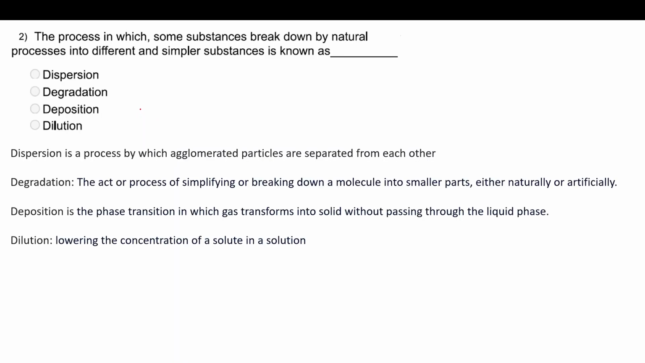Next: the process in which some substance breaks down by natural process into different and simpler substances is known as dash. Degradation. Yes, degradation is the correct answer, and here I have mentioned the definition of all of this. This we have already discussed.